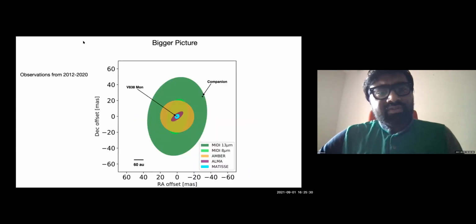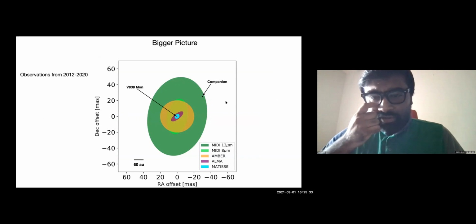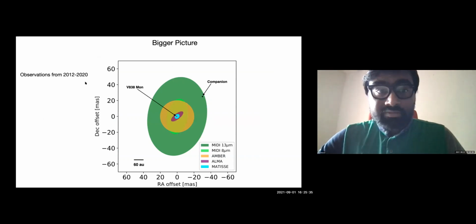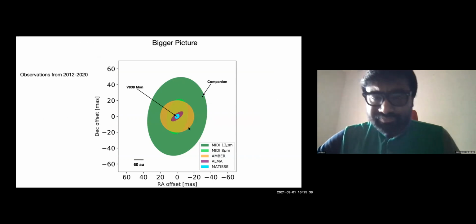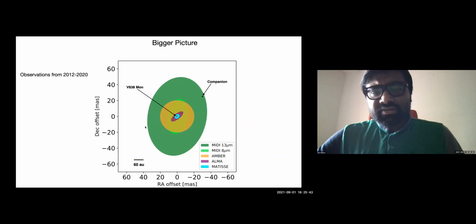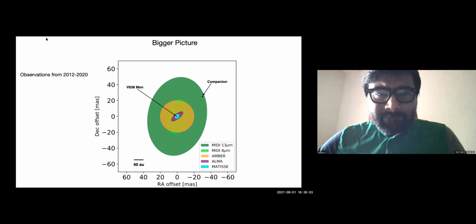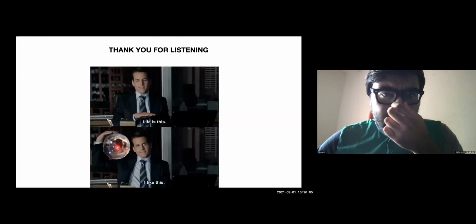So finally, just to put everything into perspective, this is a cartoon of what the interferometric measurements from 2012 to 2020 suggest. You have basically this giant elliptical structure, and the various instruments are probing different wavelength regimes, and they all seem to be aligned fairly well. There's some uncertainty on earlier measurements, but hopefully with future observations, we'll be able to sort that out. And yeah, that's my talk.